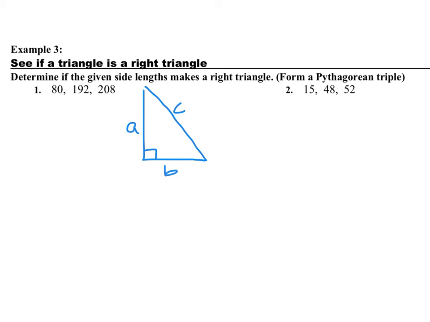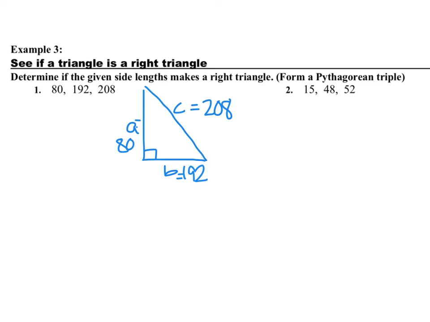So let's assign this triangle our side lengths. I would have 80, I would have 192, and then this we could have is 208. You need to make sure that the hypotenuse always is our longest length.